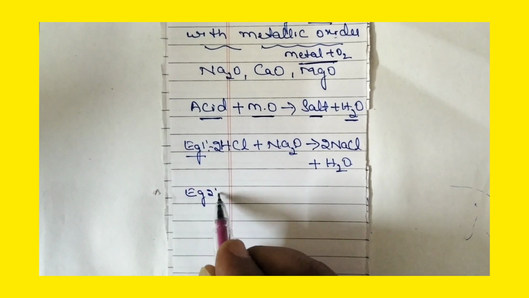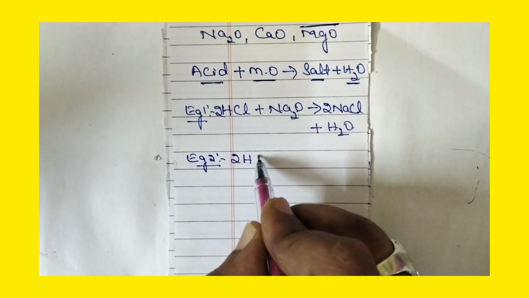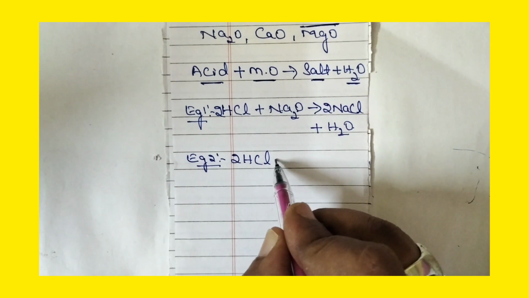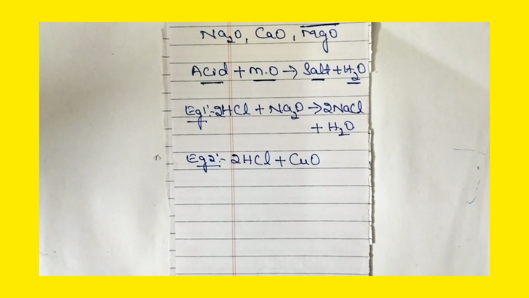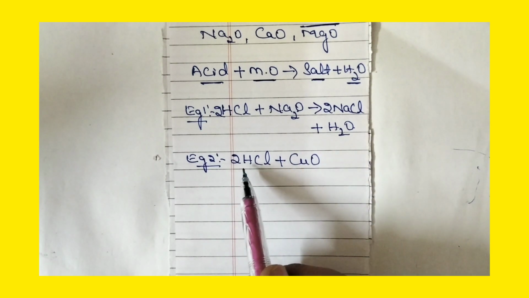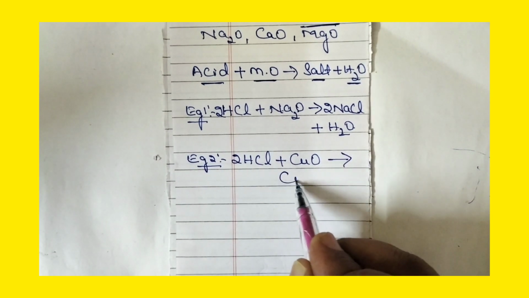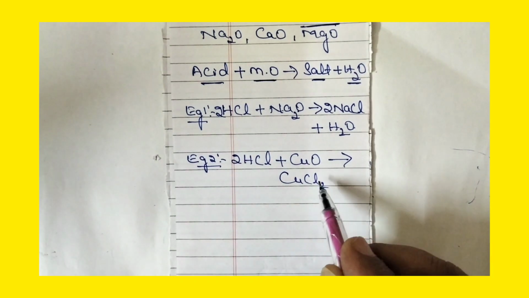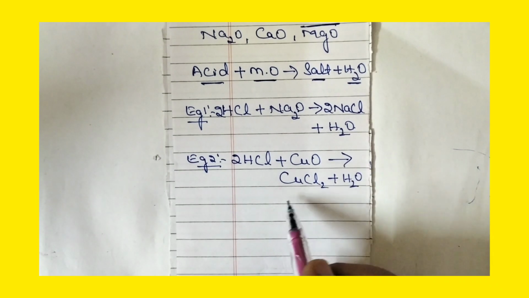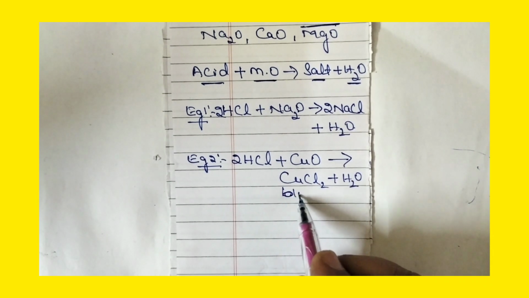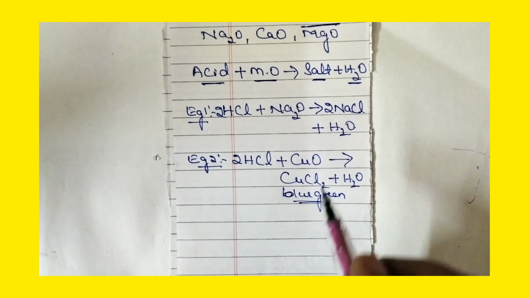Next, let us move to example number 2. I will take hydrochloric acid, which is an acid, reacting with a metallic oxide called copper oxide. When both of them react with each other, it forms CuCl2. This CuCl2 is called copper chloride, and the other product is water. This copper chloride is blue green in color.